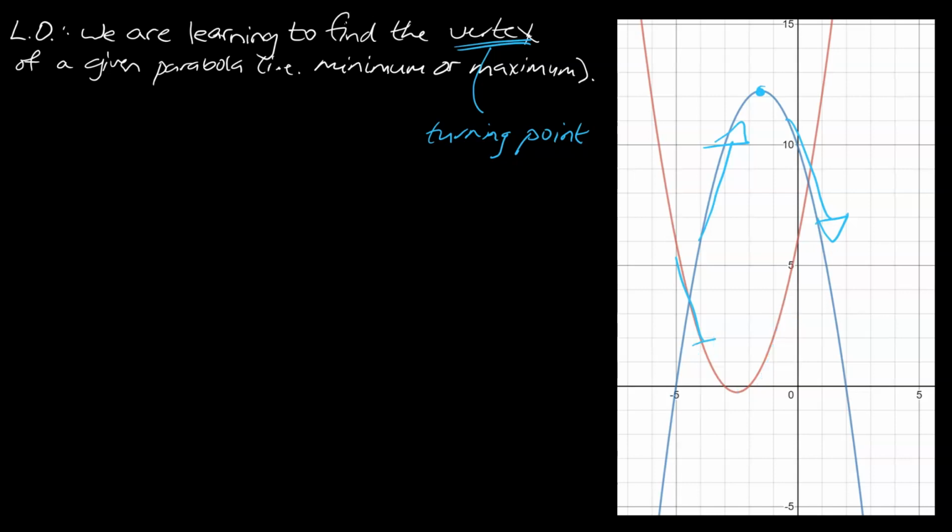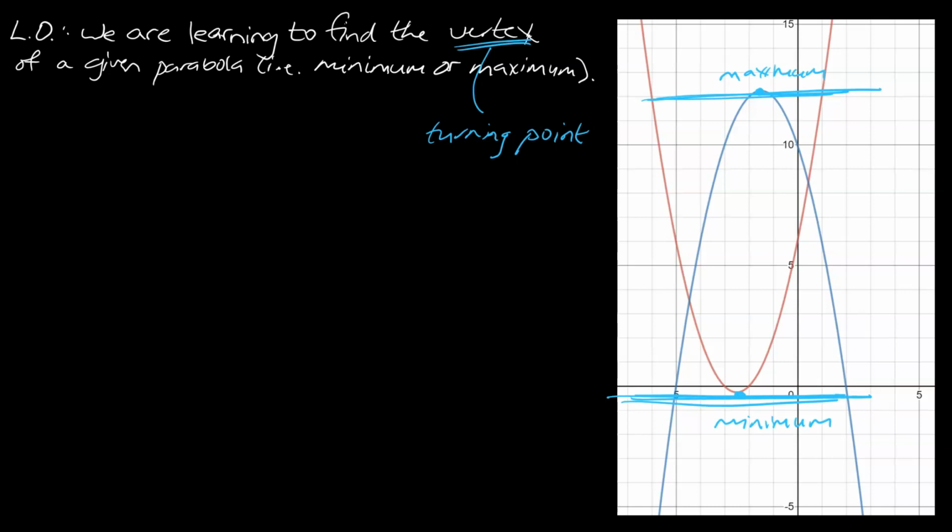Turning points can either be maximums or minimums, depending on the graph. If you have a look at the blue graph, that is the maximum, because that's the highest y value that parabola will ever reach. And conversely, the red graph has a minimum, because that's the lowest value that parabola will ever meet.